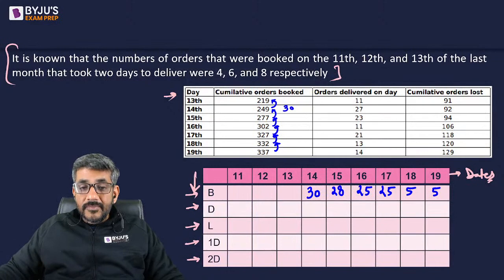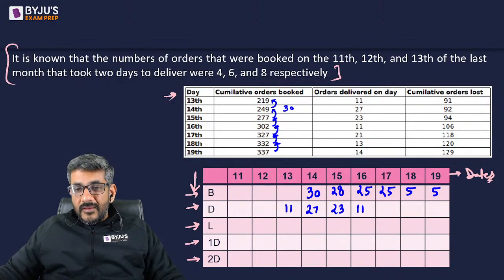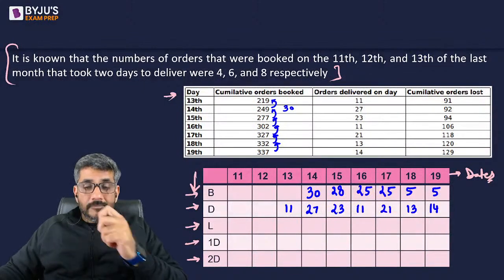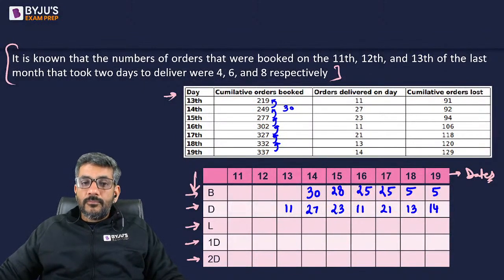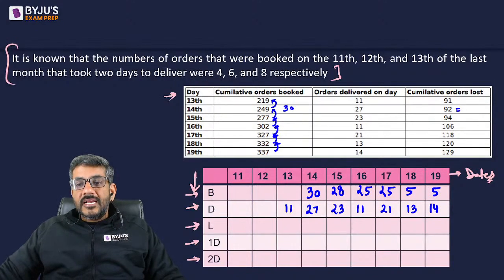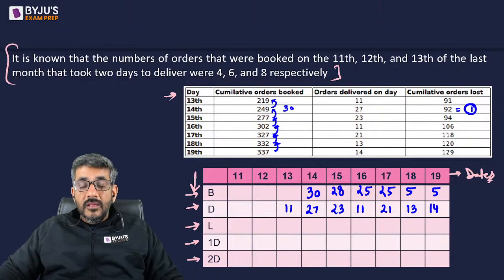What about orders delivered? They are clearly written. Orders delivered on 13th are 11, orders delivered on 14th are 27, next day it is 23, next day it is 11, next day it is 21, next day it is 13, and next day it is 40. These are the number of orders delivered. Then cumulative orders lost. Now there is an important point: on 14th, 92 minus 91, one order is marked lost.